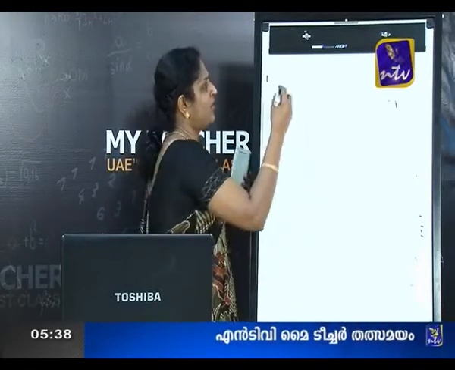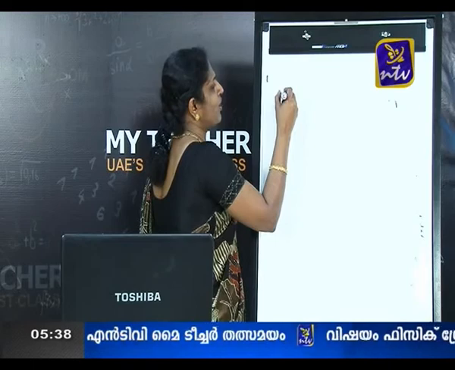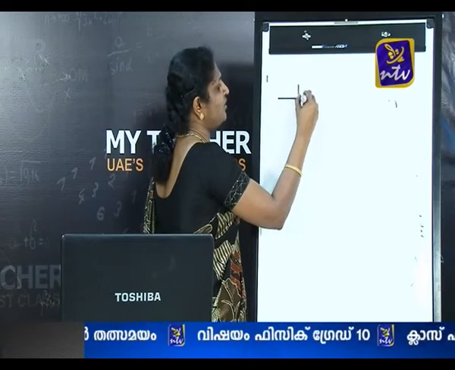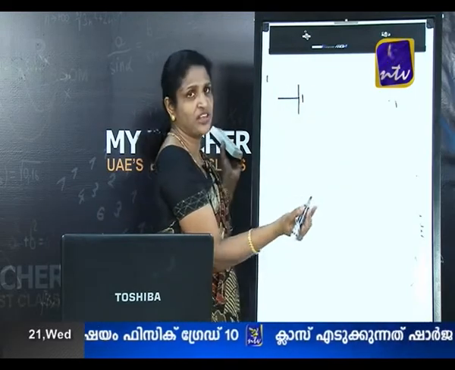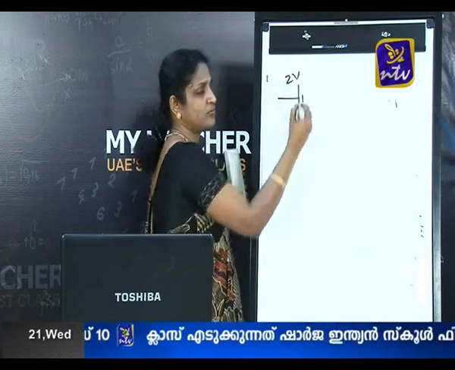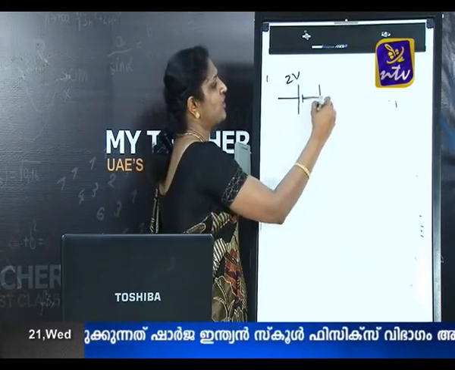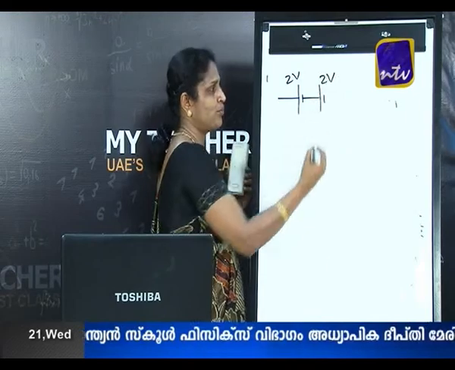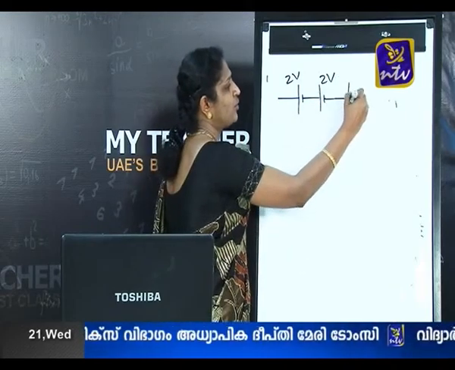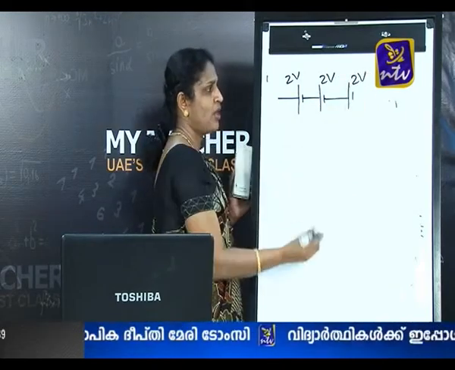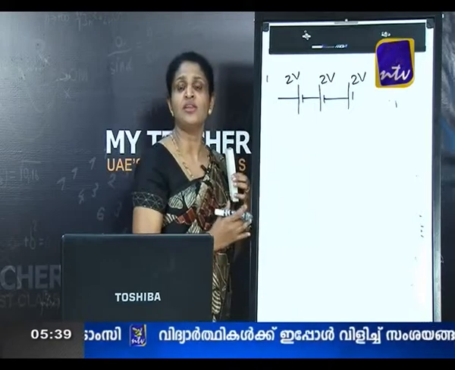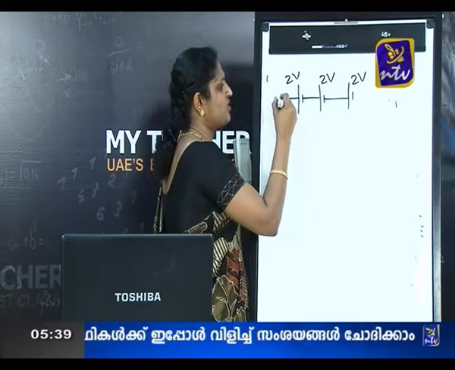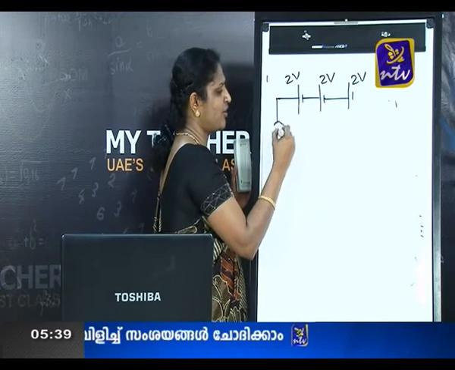Draw a schematic diagram of a circuit which consists of 3 cells. This is the first cell having a voltage of 2. Now, one more cell, again having a voltage of 2. The next cell also has a voltage of 2. They are all connected in series, and these 3 resistors are connected via a key.